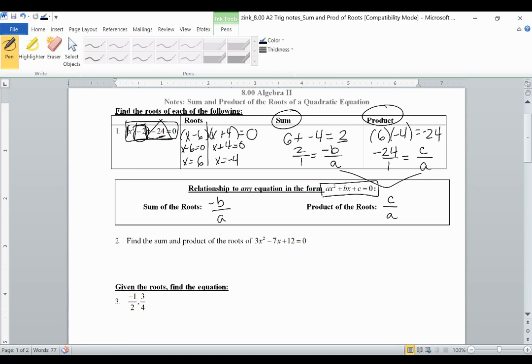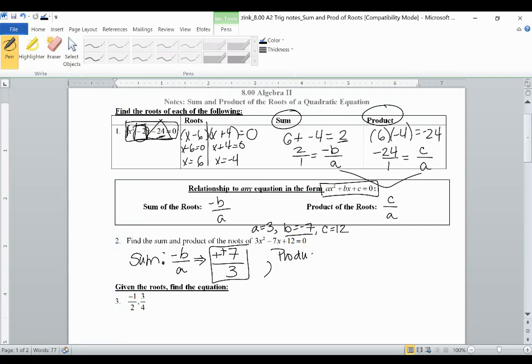Really straightforward question in number 2. Find the sum and the product of this given equation. So to find the sum, we're going to use the formula negative b over a, our samba. So let's write these out real quick. A is 3, b is negative 7, and c is 12. So to find negative b over a, we're going to take our b, which is negative 7, negate that, so it's going to become positive 7, over a, which is 3. So the sum of the roots will be 7/3.